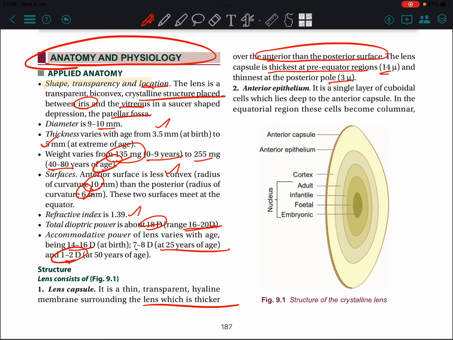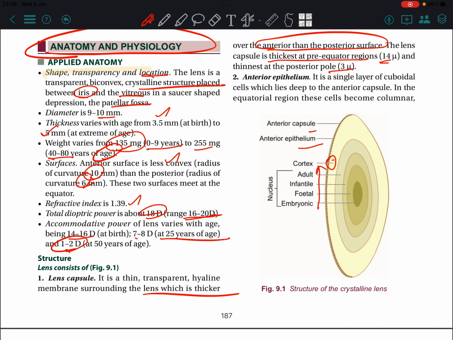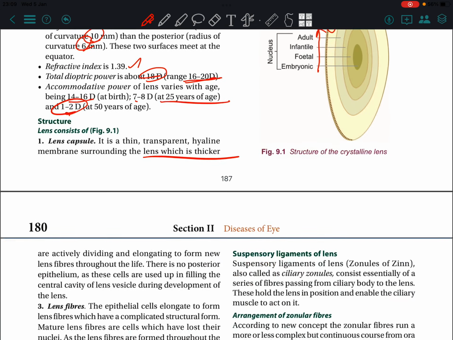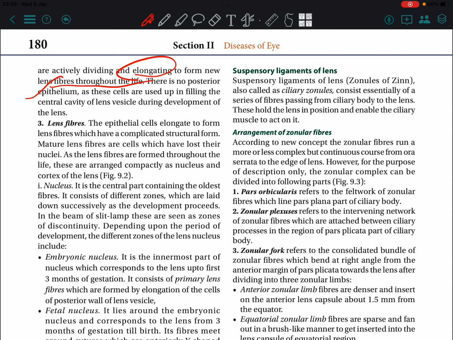Anterior epithelium. Let's see the structure. This is nucleus. It develops slowly from embryonic to adult stage. And this is cortex. This is anterior epithelium, anterior capsule of lens. Anterior epithelium is a single layer of cuboidal cells which lies deep to anterior capsule. In the equatorial region, these cells become columnar, are actively dividing and elongating to form new lens fibers throughout life. There is no posterior epithelium as these cells are used up in filling the central cavity of lens vesicle during development of lens.